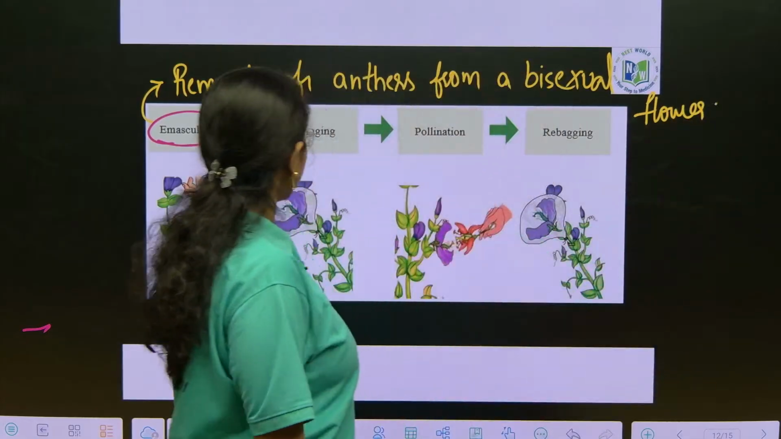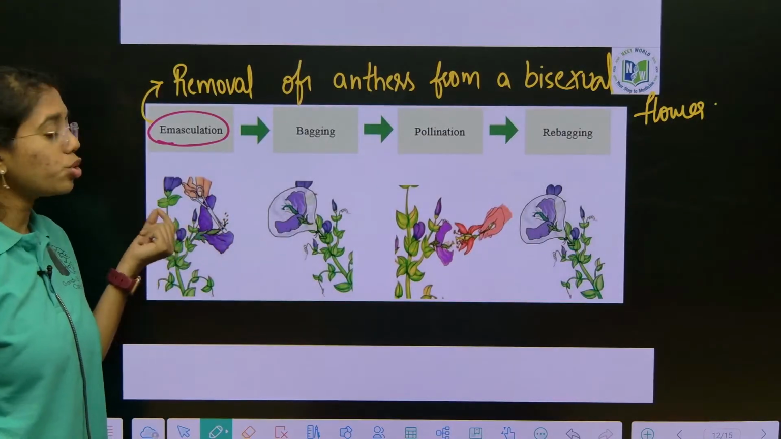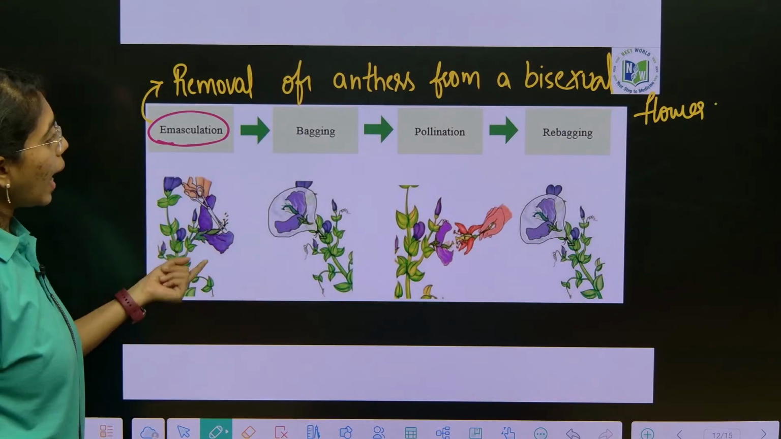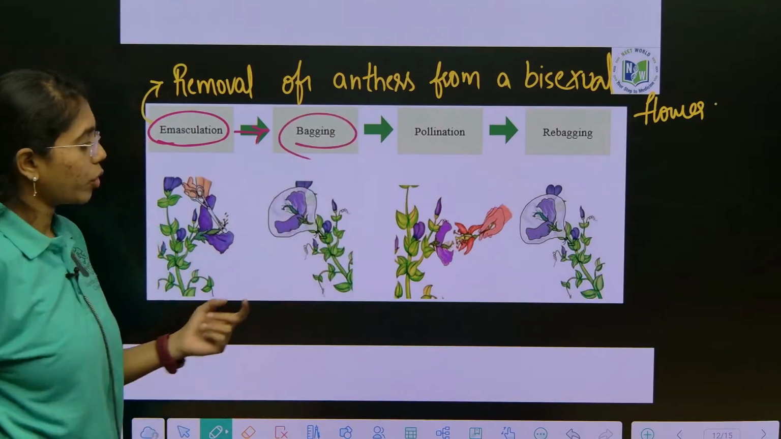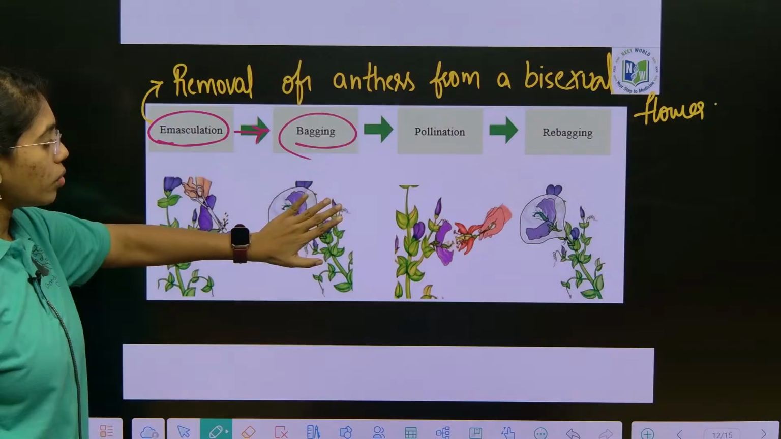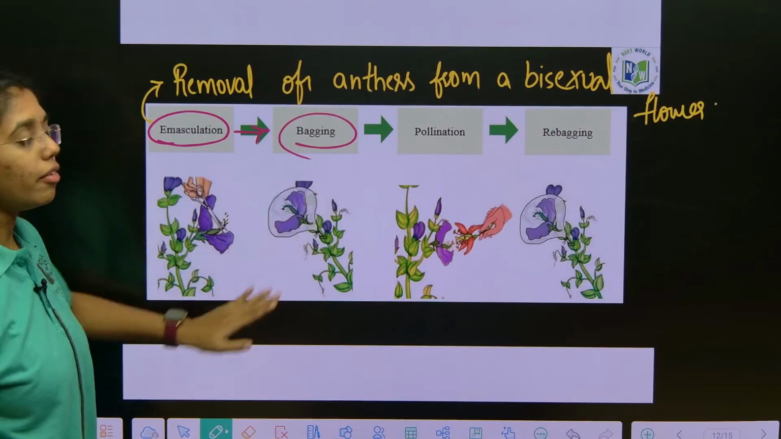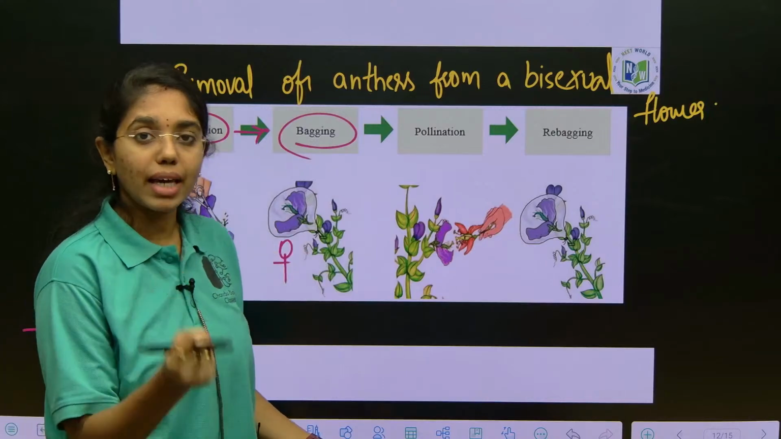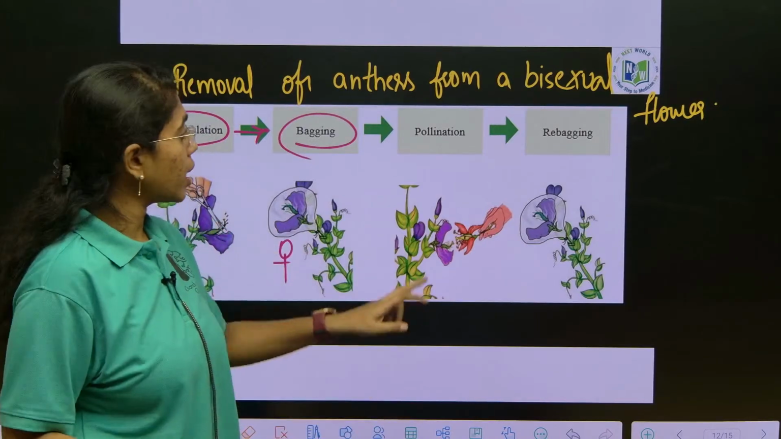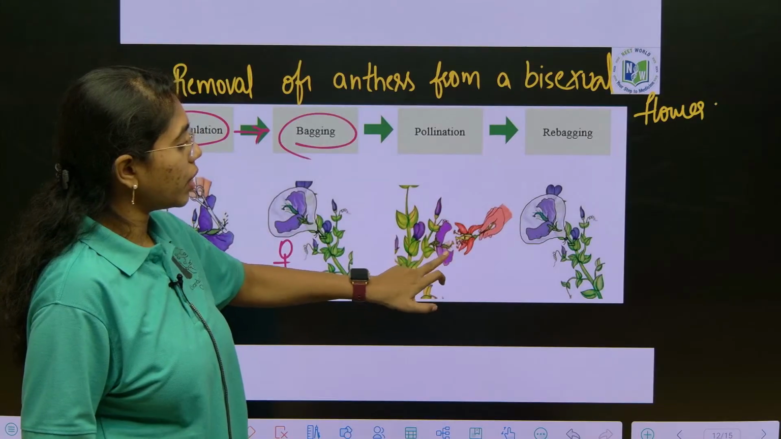Okay, you have to cut it off carefully so that the pollen grains are not dusted on the stigma. And then the second step, which follows emasculation, is bagging. You have to bag that flower. Now, this acts as what? Female flower. Then you have to collect the pollen grains of the desirable character you want. Those pollen grains should be dusted on the female flower like this.